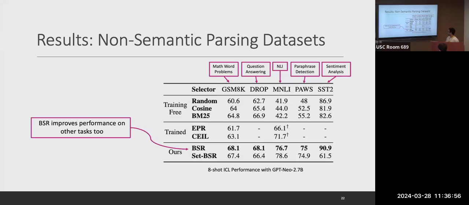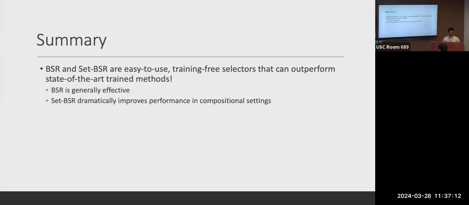SET-BSR does not work as well there because it's meant for improving compositional generalization, for settings where no single instance might show everything. It works fine in a vanilla setting, but not as well, because many of these instances might have a very similar instance in the selection examples. Okay, so in summary, SET-BSR and BSR are both very easy to use, training-free, use something off the shelf, and can potentially outperform state-of-the-art training-based methods for example selection. BSR is generally effective, SET-BSR improves performance in compositional settings.